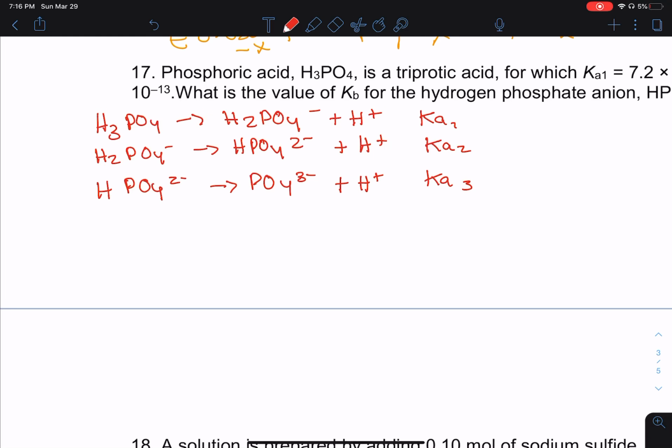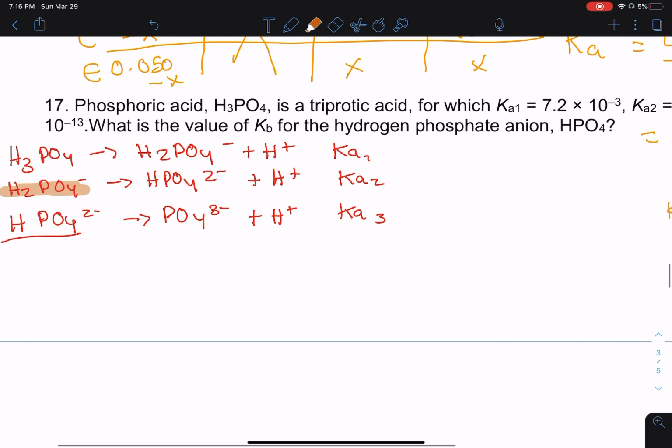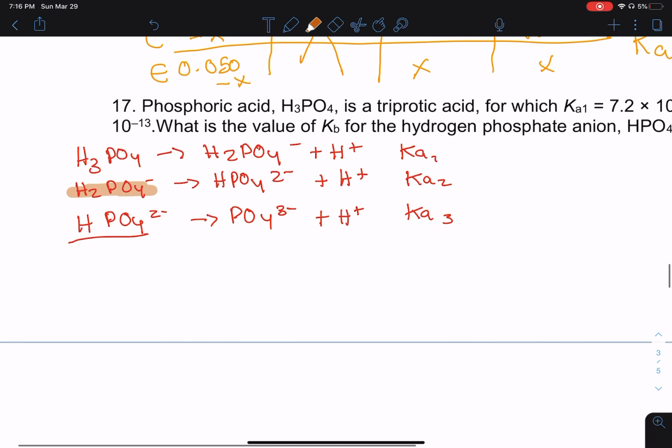Okay, so like I said, a conjugate acid-base pair differ by a proton, only one proton. So the HPO4 2 minus, which is right here, is a conjugate base of H2PO4 minus. See right here, if we were to think that this is the acid, then this would be the base. This right here would be the base.